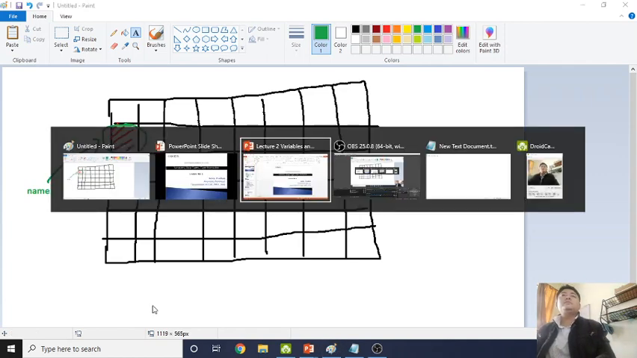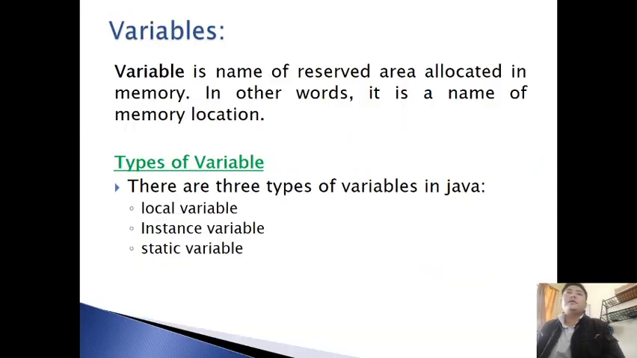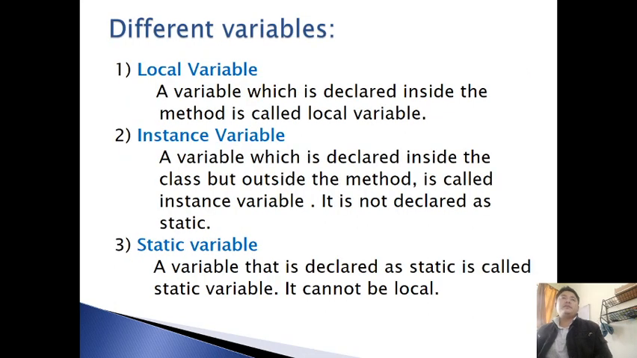So this is all about the variable. So what is a variable? It is the name of the reserved area of memory where the information is stored. There are different kinds of variable: local variable, instance variable, and static variable. The local variable is a variable which is declared inside the method, and the instance variable is a variable which is declared inside the class but outside the method, and the static variable is a variable which is declared as static.